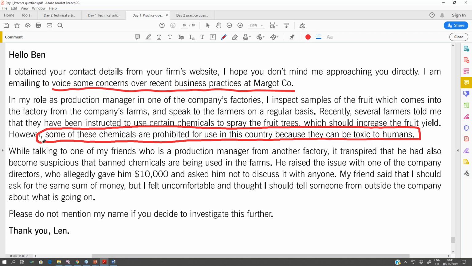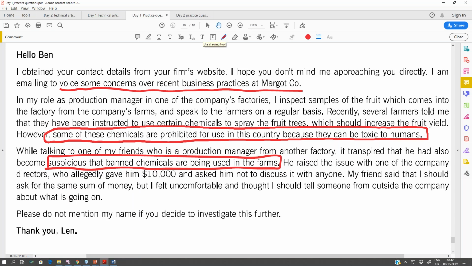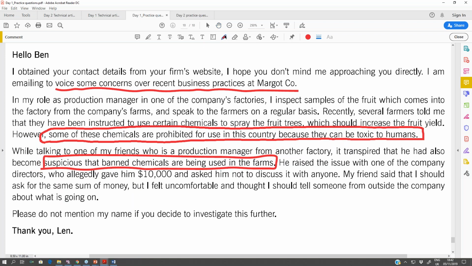"While talking to one of my friends who is a production manager from another factory, it transpired that he had also been suspicious that banned chemicals are being used in farms." So you're using some banned chemicals. He has been suspicious that banned chemicals are being used in the farms. So another problem. "He raised the issue with one of the company's directors who allegedly gave him $10,000 and asked him not to discuss with anyone." So the directors have bribed him. The directors have given him $10,000 to keep quiet, not to share this with anyone.